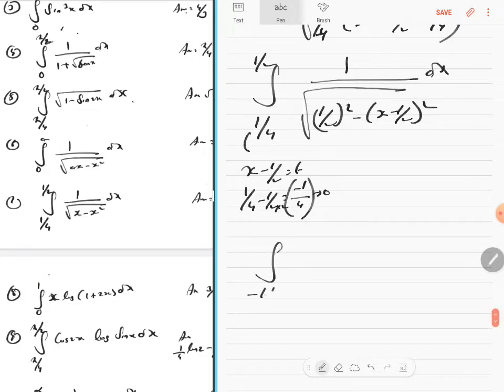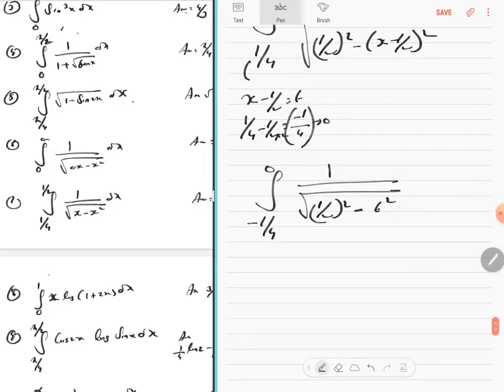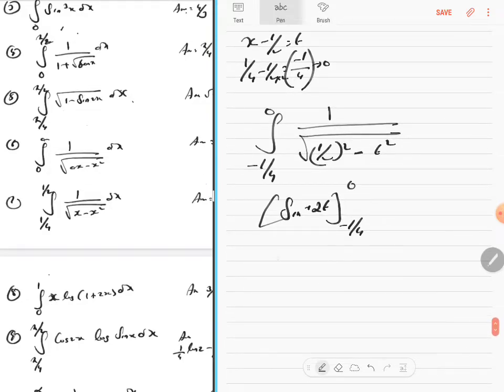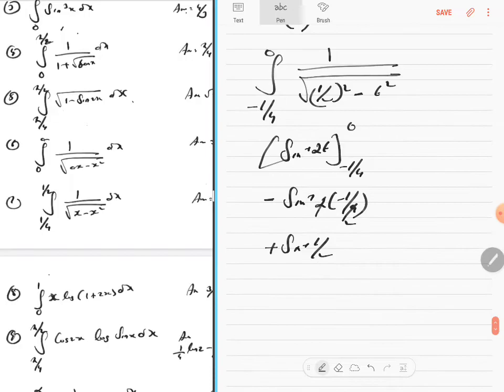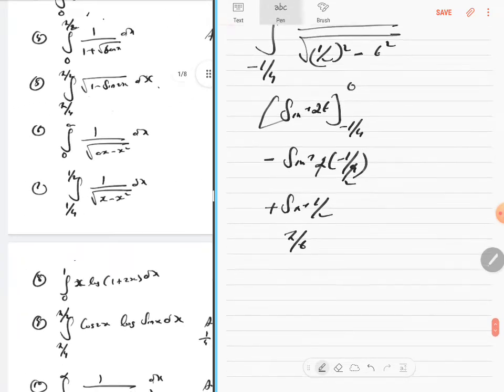So the limit is going to change to minus 1 by 4 to 0, 1 by root of 1 by 2 the whole square minus t square, which again is sine inverse of t by 1 by 2, so 2t, integrated from minus 1 by 4 to 0. Upper limit is 0, lower limit minus of sine inverse of 2 into minus 1 by 4, and sine inverse of minus is minus, so it becomes sine inverse of 1 by 2. And when would sine be 1 by 2? In 30 degrees. So it's pi by 6. Is the answer correct? Yes. So let's go to the next question.